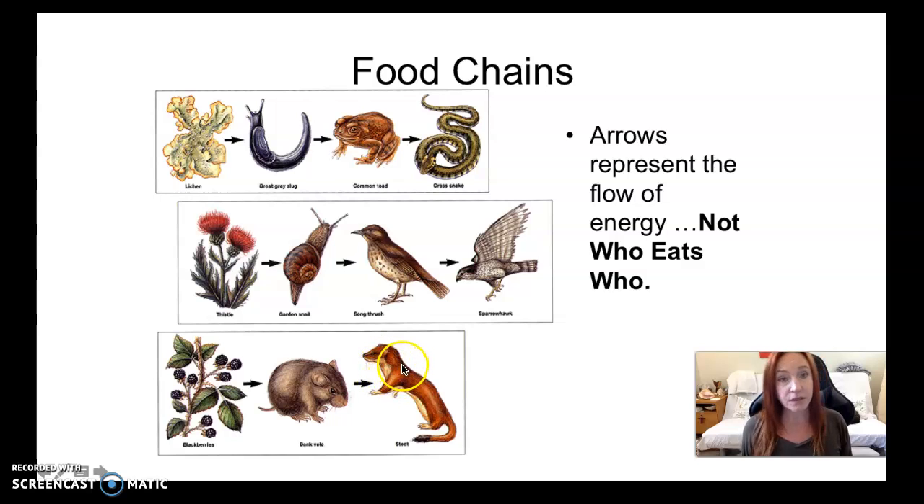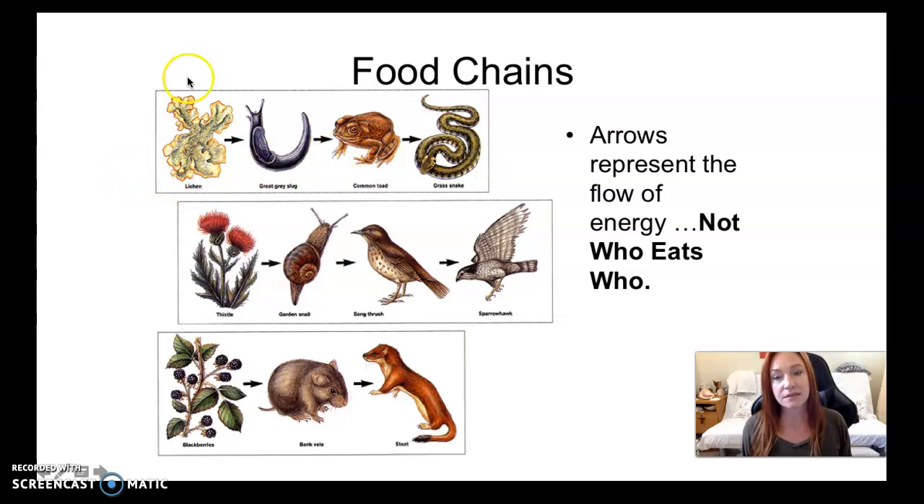Food chains look really easy, right? You've seen this before where we have a thing that eats a thing, that eats a thing, that ate a thing, right? So when we look at food chains, what I want you to make sure that you understand is when you see the arrows in a food chain or a food web, the arrows don't really mean who eats whom. The arrows represent the direction of energy flow through the trophic structure.